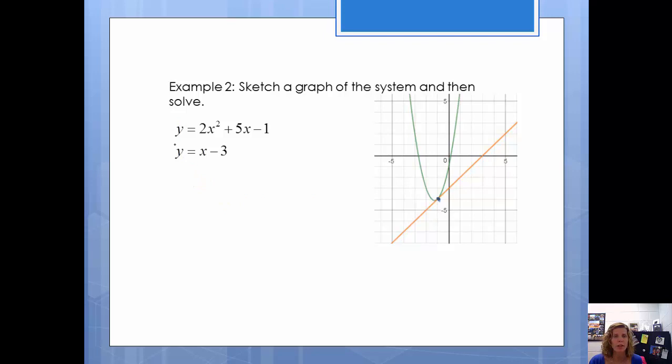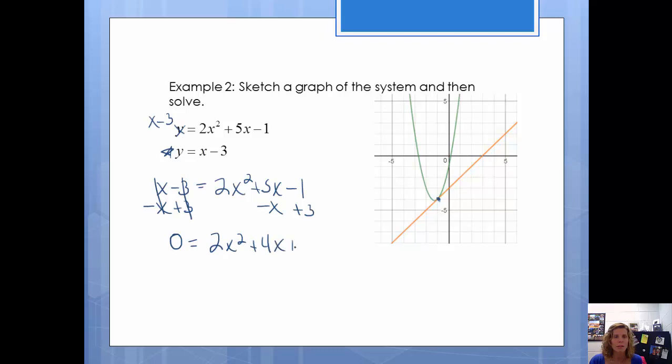We're going to start the same way. They both say y equals, so I generally like to start with the second one. Since it says y equals, we're going to put it in for the y, because it's called substitution. So we've got x minus 3 equals 2x squared plus 5x minus 1. And just like on the other problem, we want this equation to equal 0 because it's a quadratic equation. We're going to subtract x, and again, I'm lining up my like terms, and those are gone, and then I'll add 3. So now I'm going to get 0 equals 2x squared plus 4x plus 2.